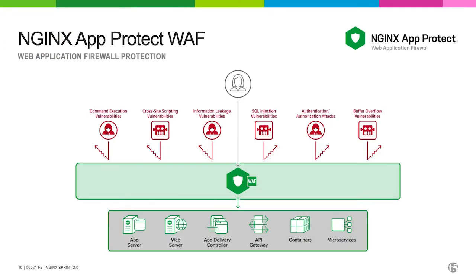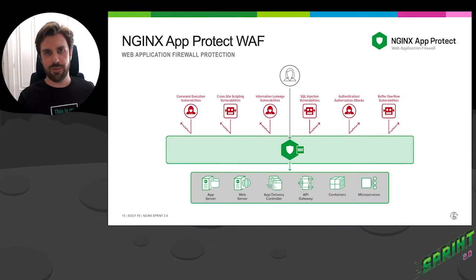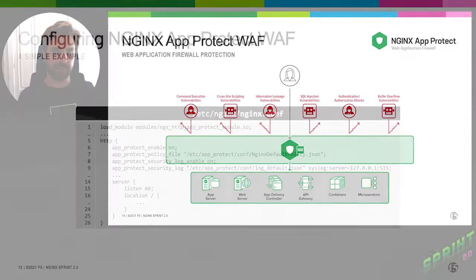NGINX App Protect WAF, however, will help you block any type of exploit and threat. It is configured by default to protect you against the OWASP top 10 vulnerabilities, but it also includes a whole other suite of attacks and exploits that it protects you against.